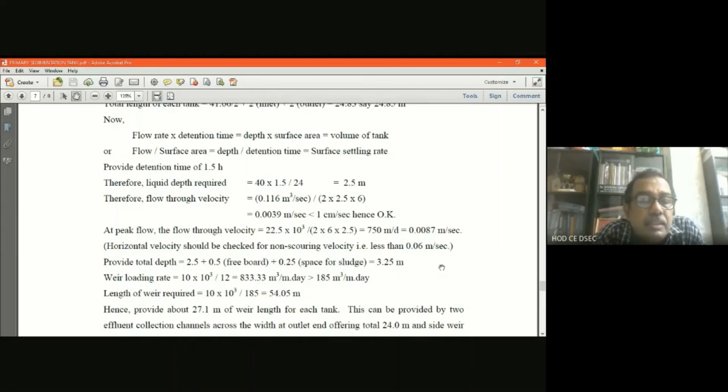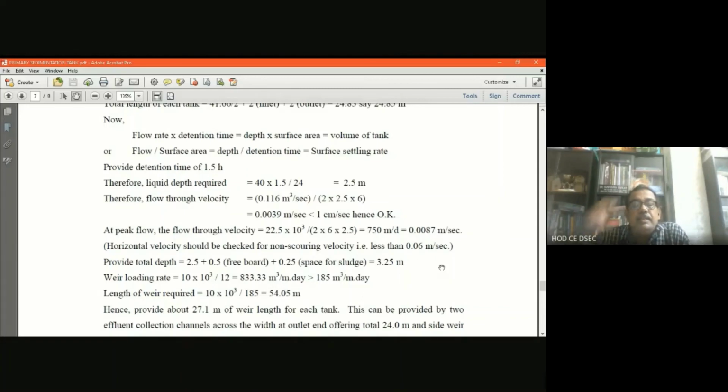So let us check the total depth. Water depth is 2.5 meter, plus 0.5 meter freeboard, plus 0.25 meter, that is the bottom space for sludge. So ultimately you have to maintain 3.25 meter depth of the tank. Fine. What is the weir loading rate?